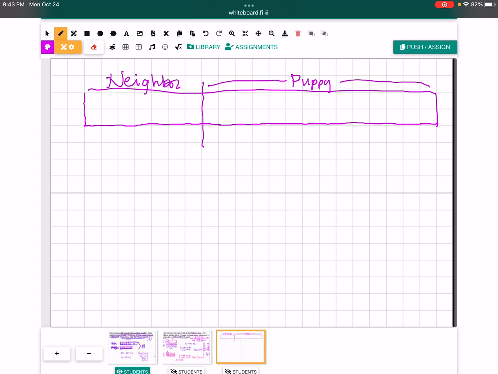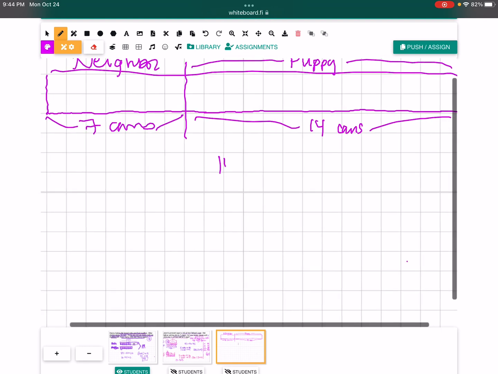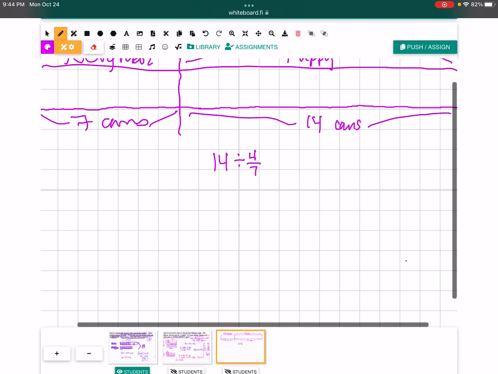Okay. And the puppy is eating 4/7 of a can of dog food every day. Now, if the neighbor gets 7 cans, then the puppy gets 14 cans, right? And the question is, how many 4/7 are in 14, right? Which is a division problem. That's what you ask yourself when you have division.